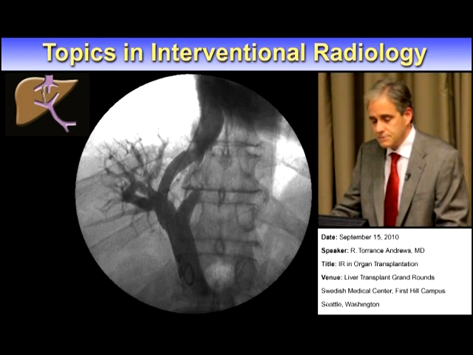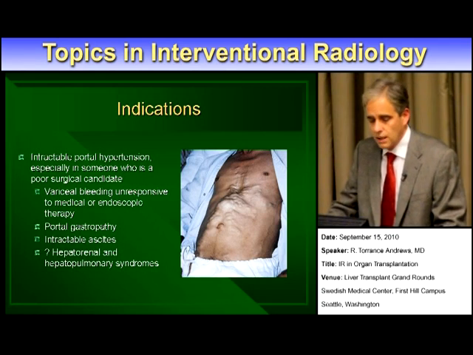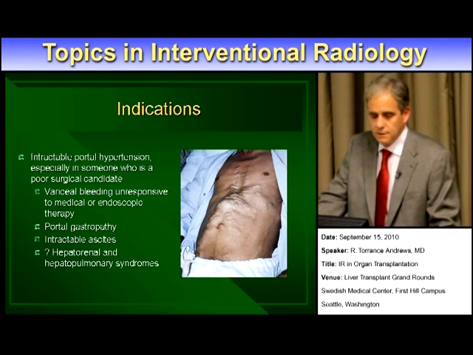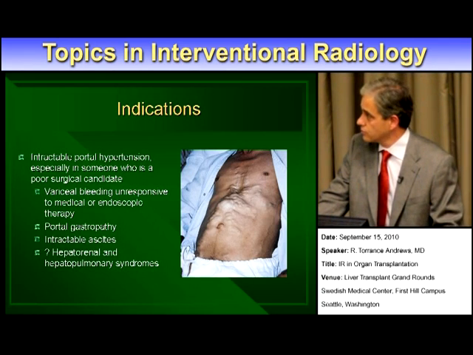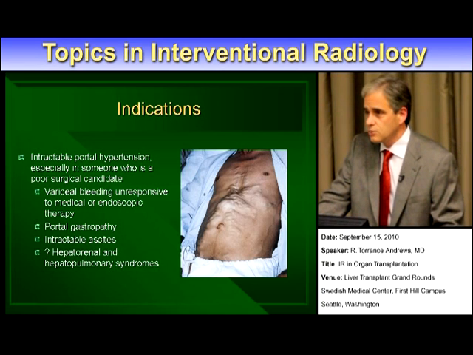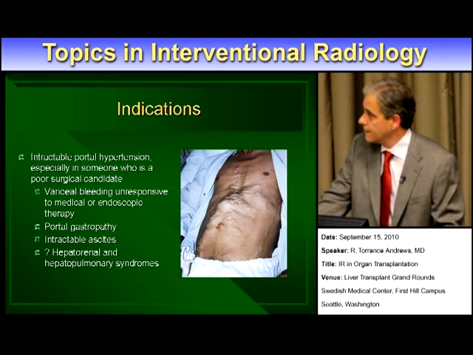The indications for TIPS include basically anybody with intractable portal hypertension that's symptomatic, especially a patient who is a poor surgical candidate. So that would include patients with varices that are bleeding and unresponsive to other treatments, patients with portal gastropathy who are bleeding, patients with intractable ascites, as I mentioned, and in some studies, people have had pretty good results in treating hepatorenal and hepatopulmonary syndromes with TIPS as well.